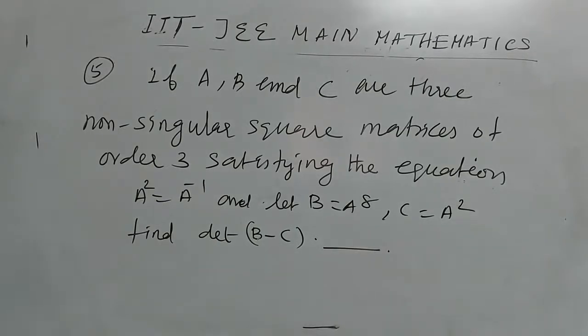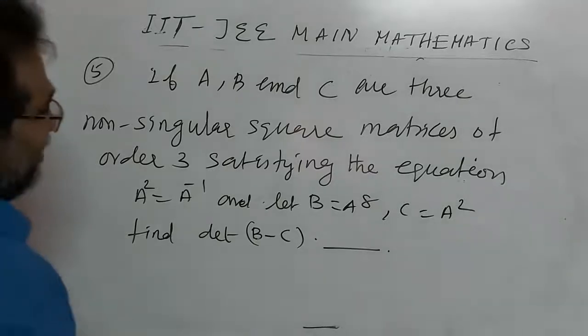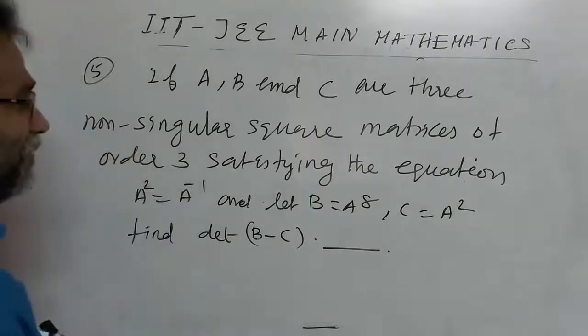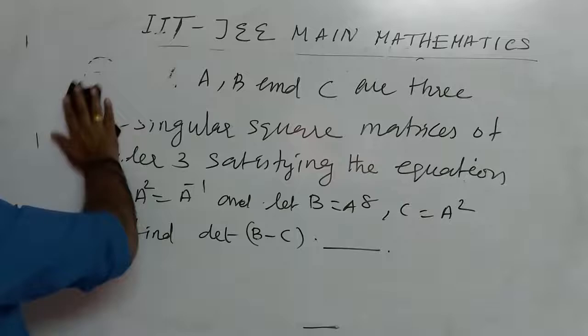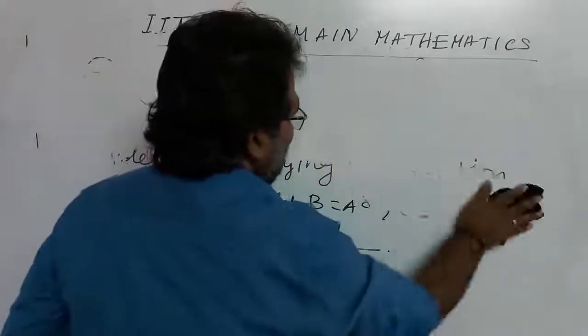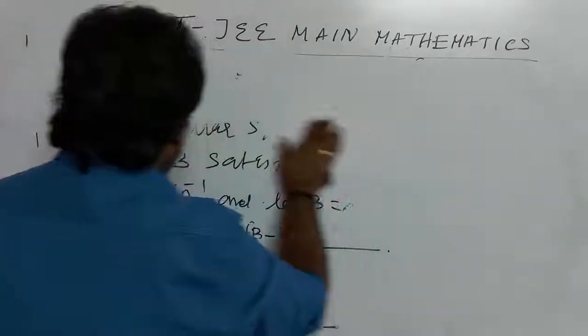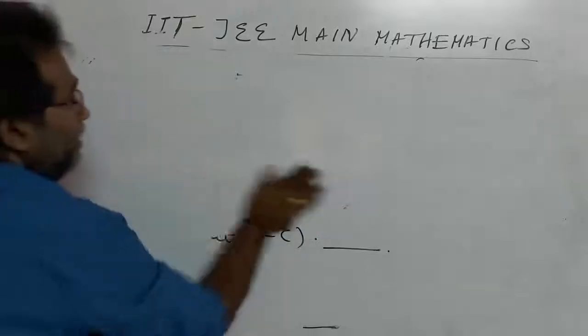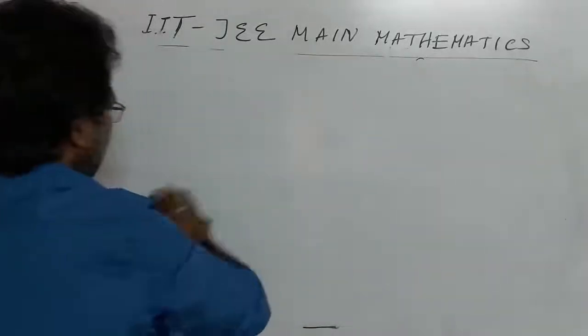We have 20 multiple choice questions and 5 numerical value questions. For numerical value questions, you don't have negative marks. For multiple choice questions, you have 1 negative mark for doing wrongly.